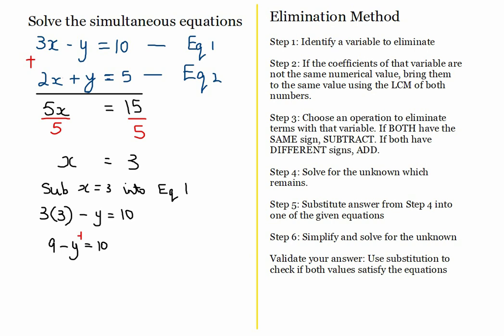So I'll add y to both sides. And what that does is eliminate the y from the left hand side. So I'll remain with 9 on the left hand side is equal to 10 plus y. And then from here, what I'll do is subtract 10 from both sides. So when I subtract 10 from both sides, I will now remain with my value for y. So this will give me that y is equal to negative 1.